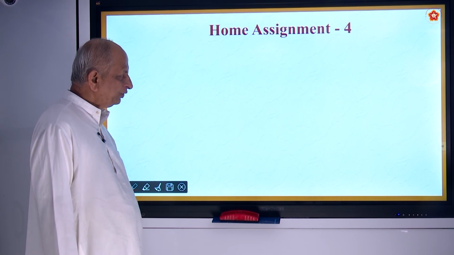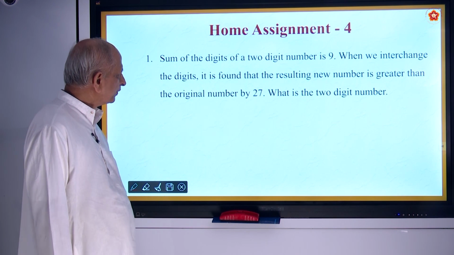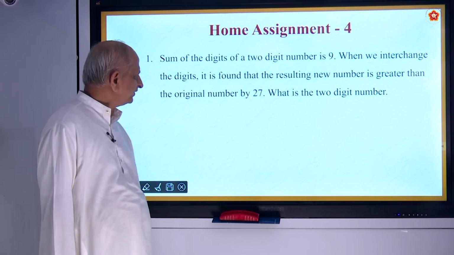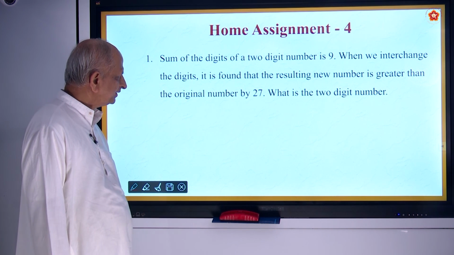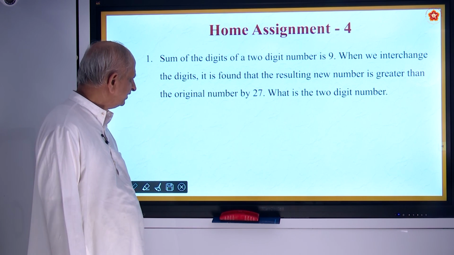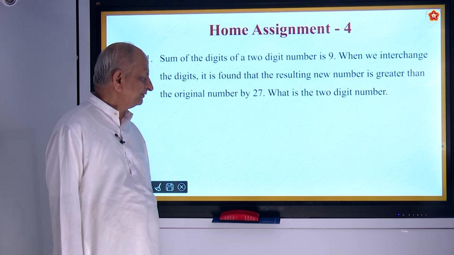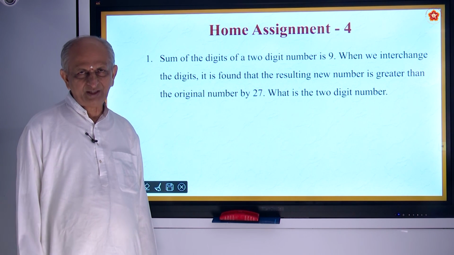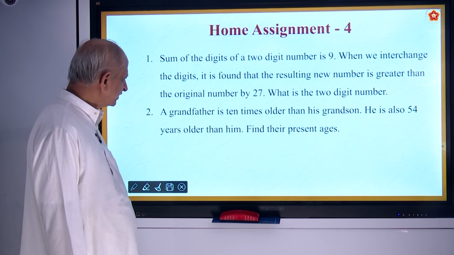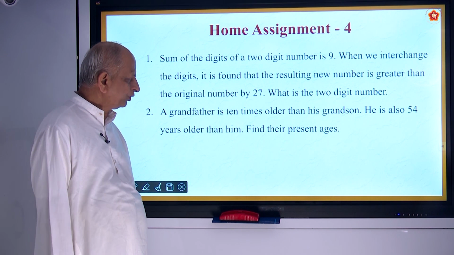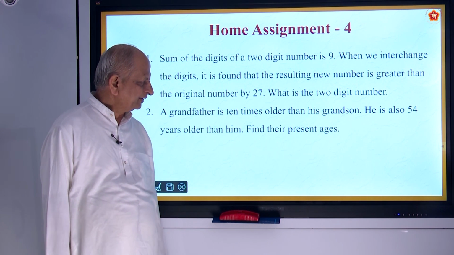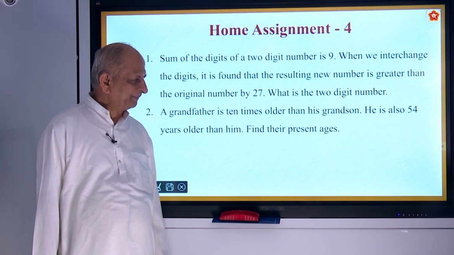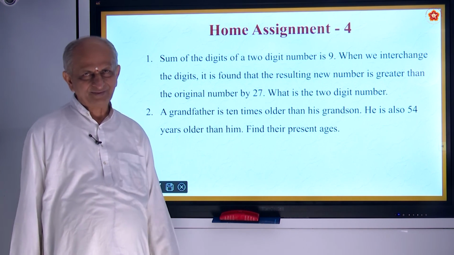And let us see home assignments. Number 1, sum of the digits of a 2-digit number is 9. When we interchange the digits, it is found that the resulting new number is greater than the original number by 27. What is the 2-digit number? Just as we have done now. And next one, a grandfather is 10 times older than his grandson. He is also 54 years older than him. Find their present ages. Will you do it?